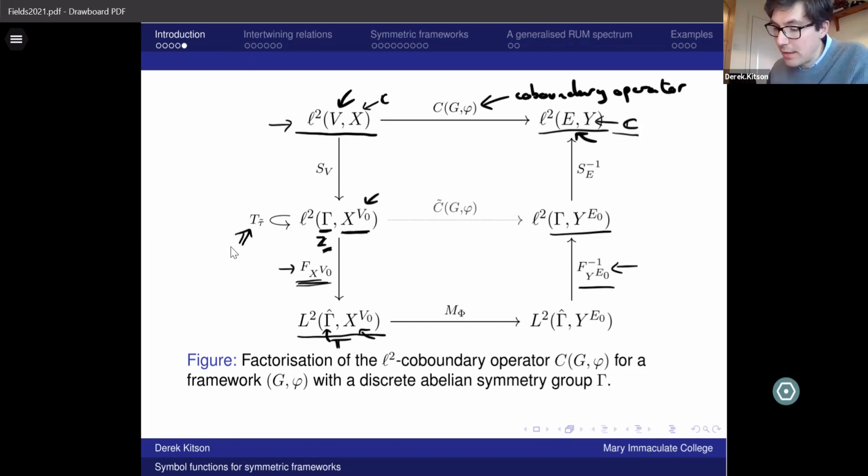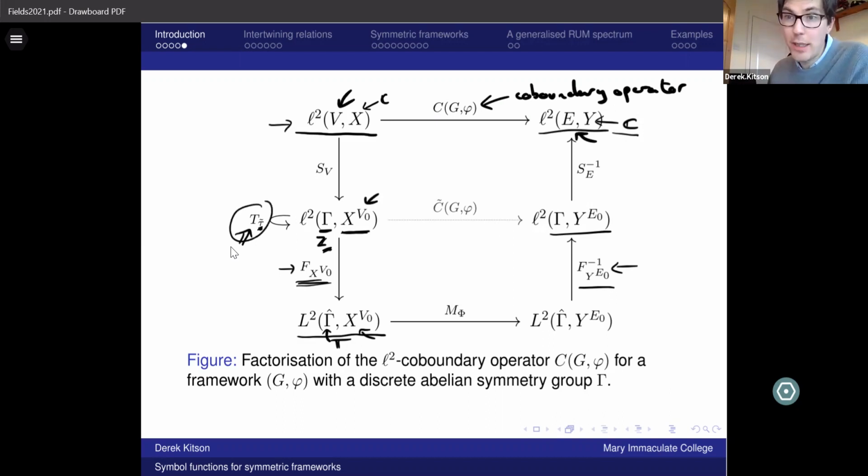So this T is coming about from the symmetry of the framework. It depends on some little unitary representation here, tau tilde, that pops in, that arises from the symmetry of the framework. So that's a little unitary operator there. Now, if you had a periodic framework, this map here, this T, you wouldn't see it. It wouldn't be there basically.